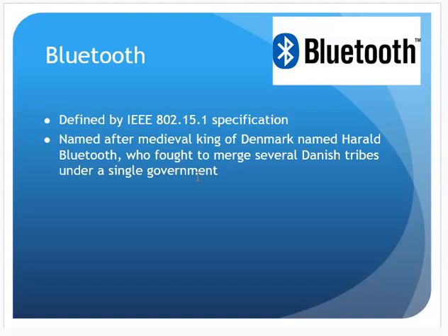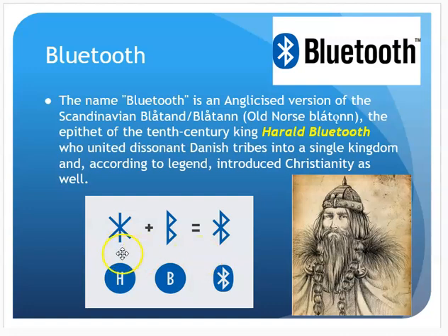802.15.1 specification, and it's actually named after a medieval king of Denmark, Harald Bluetooth, who fought to merge several Danish tribes together. And if you look at Harald Bluetooth, the Norse lettering, the Scandinavian lettering, when you combine those two, that's how you get the Bluetooth symbol. This would be a little interesting, informative speech for a class, or even an informative paper that you have to write. A lot of people use it and don't know where it came from. And there's even a legend that he ate a lot of blueberries, so hence he had blue teeth. That's one of the legends about it.